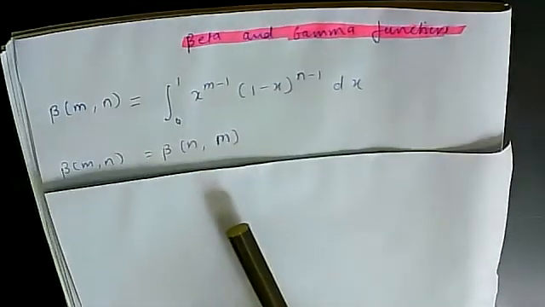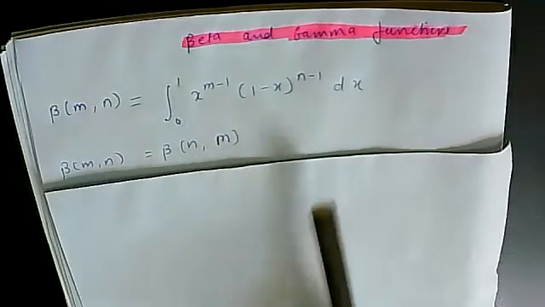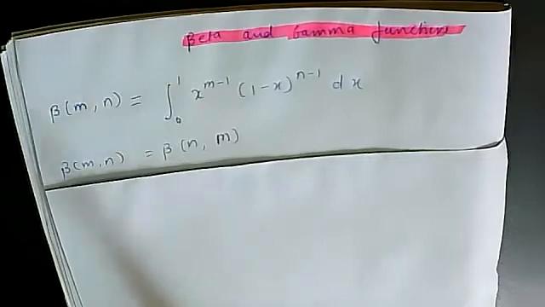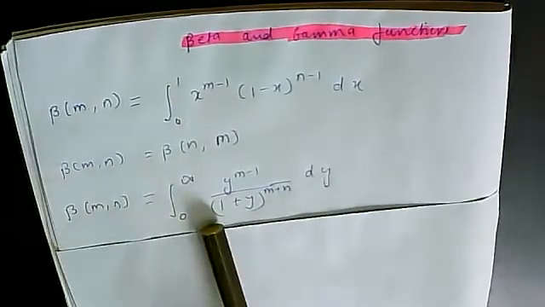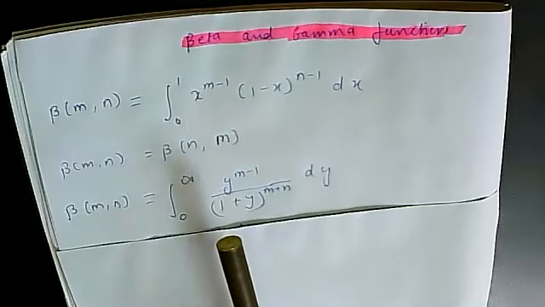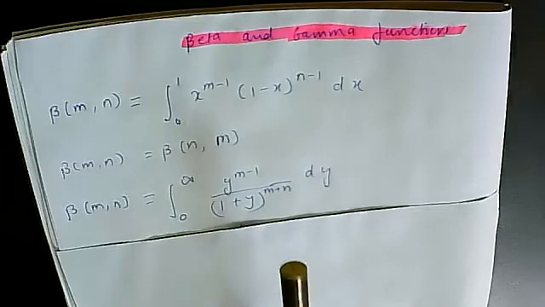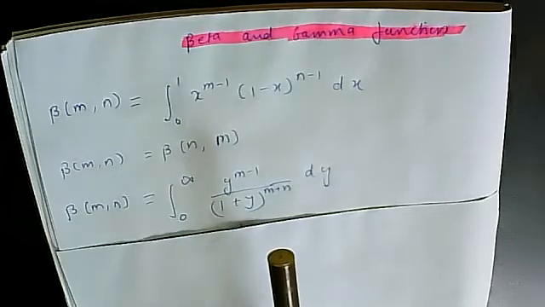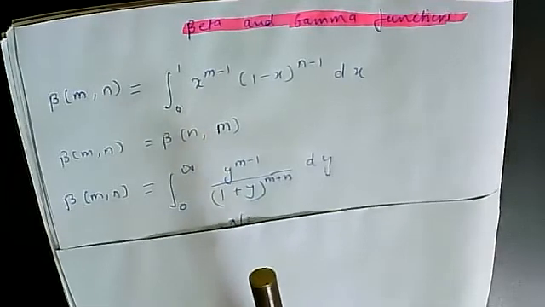Beta function is a symmetric function, which we can easily prove by substituting x is equal to 1 minus x in this relation. Beta function is also defined as integral 0 to infinity y to the power m minus 1 upon (1 plus y) to the power m plus n dy. This result also can be easily obtained by substituting x is equal to 1 upon 1 plus y.